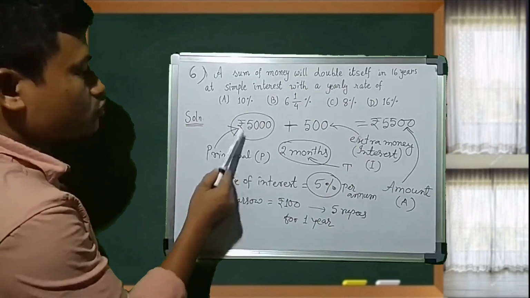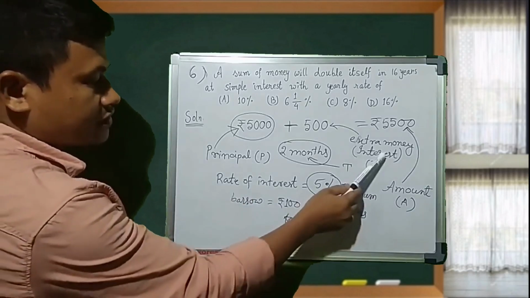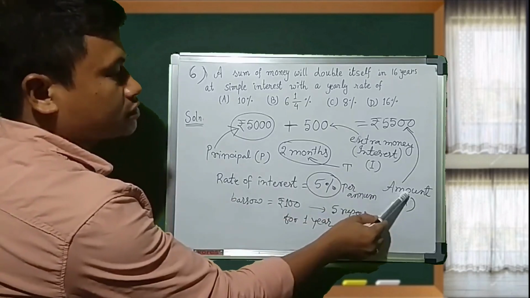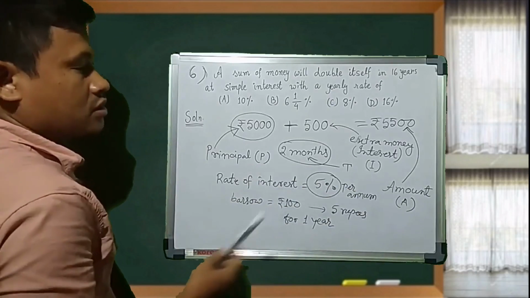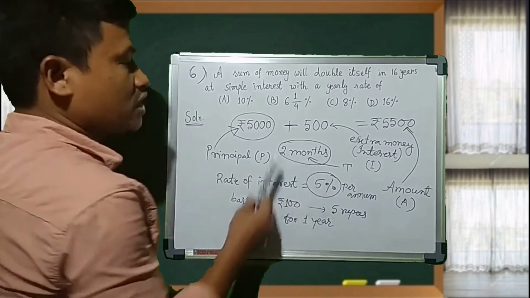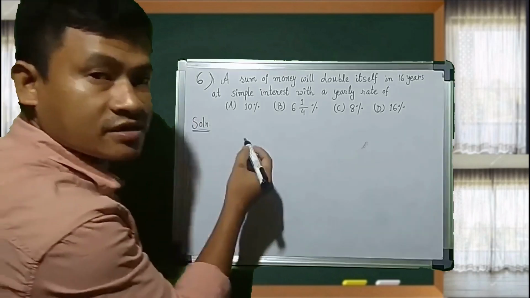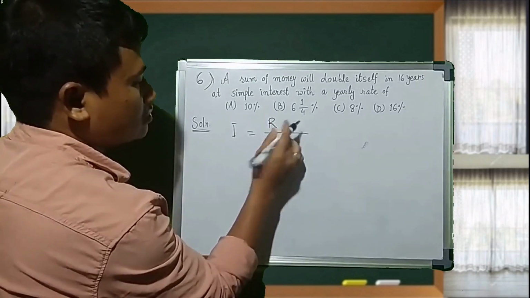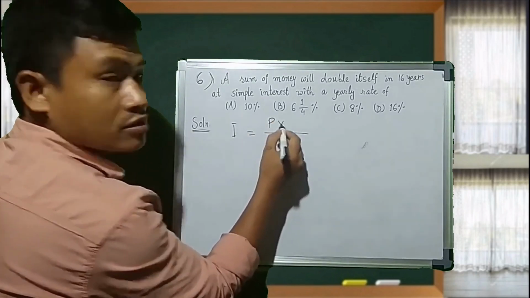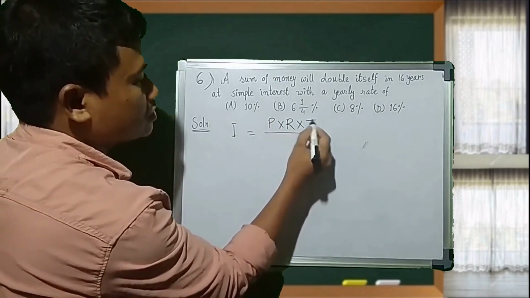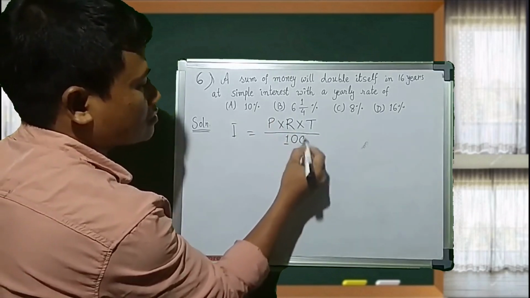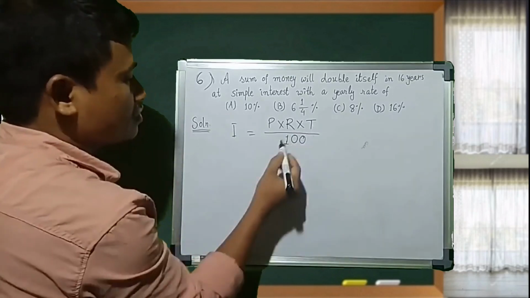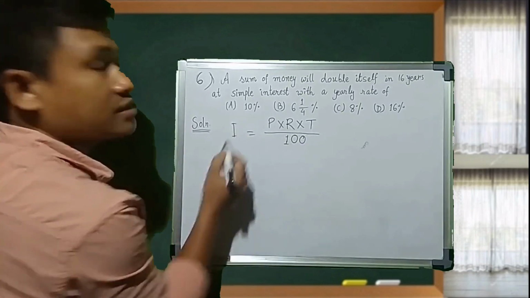So considering all these quantities, principal, interest, rate of interest, amount, we get some formulas which I am going to write on the board. Interest I equals P into R into T by 100. So P means principal, R means rate of interest, and T means time, divided by 100. You can get interest I.